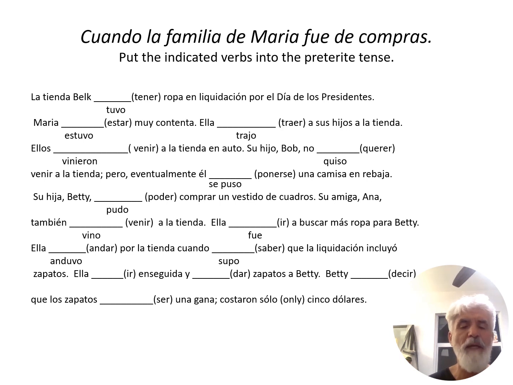Now we have the verb saber. It's also a U stem. The stem for saber, and you have to memorize these in the preterite, is sup. Cuando ella supo, and the ending is an O that goes with ella in the preterite.